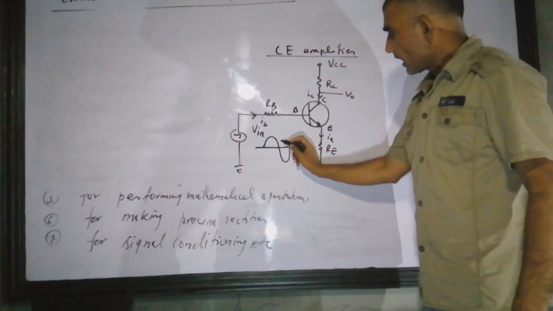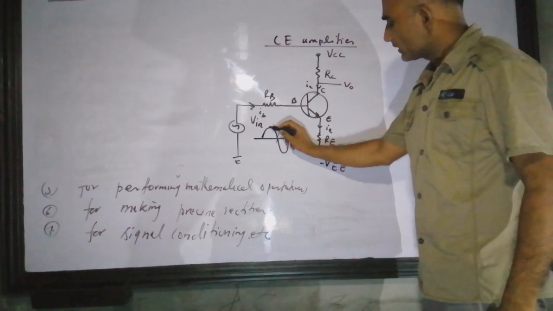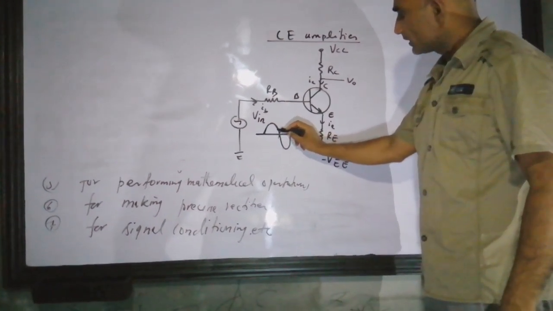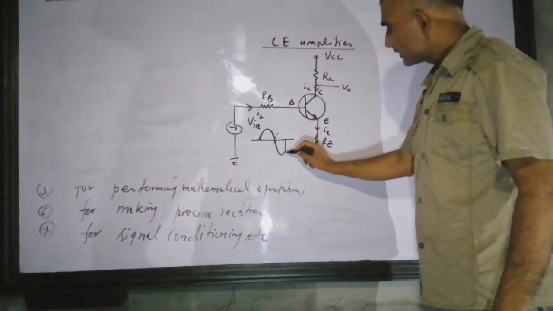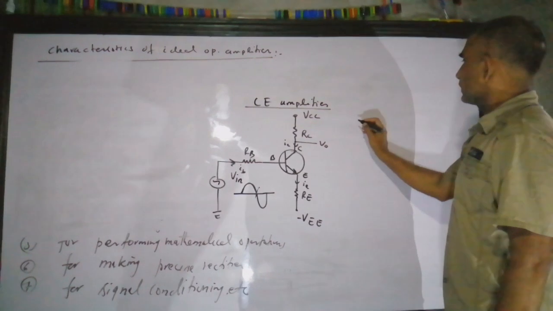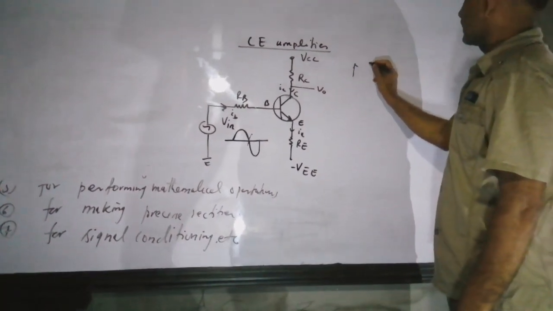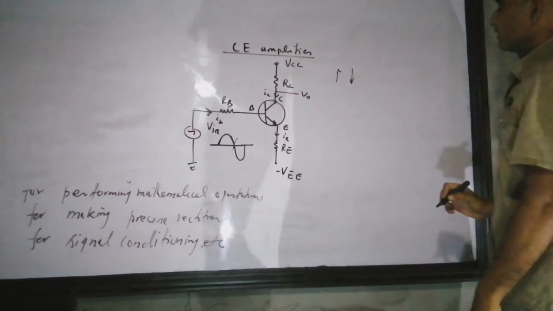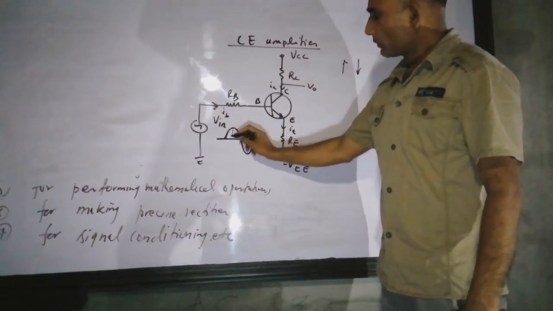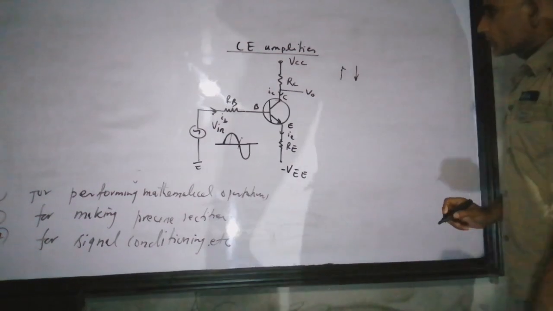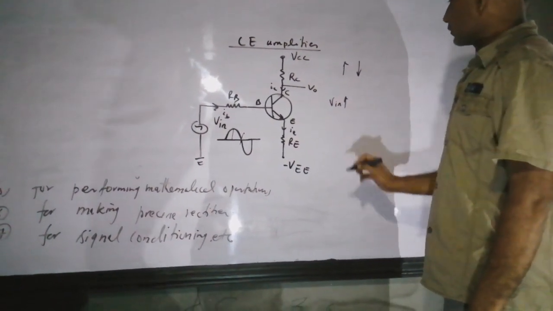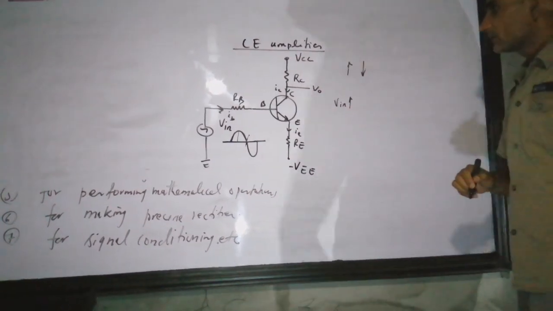In the input signal's first half, you are seeing the signal going positive: first it increases, becomes maximum, then decreases and becomes 0, and then it changes its direction. So what will happen inside? I will use this symbol for increasing and this symbol for decreasing. In the first quarter of the signal, you are seeing Vin is increasing.